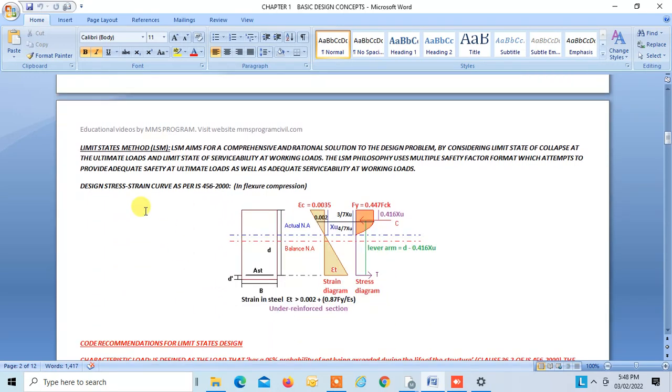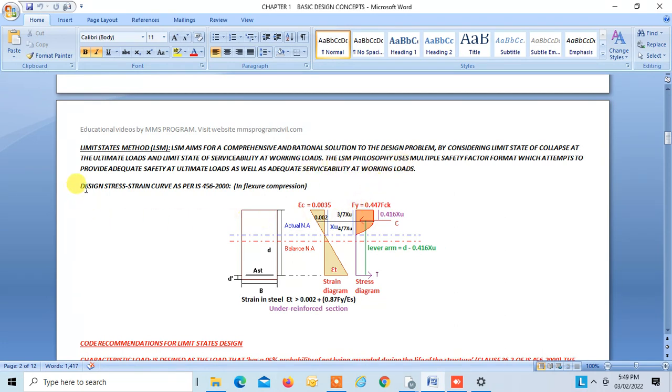Limit state method. LSM aims for a comprehensive and rational solution to the design problem by considering the limit state of collapse at the ultimate loads and limit state of serviceability at the working loads. The LSM philosophy uses a multiple safety factor format which attempts to provide adequate safety at the ultimate load as well as adequate serviceability at the working loads.